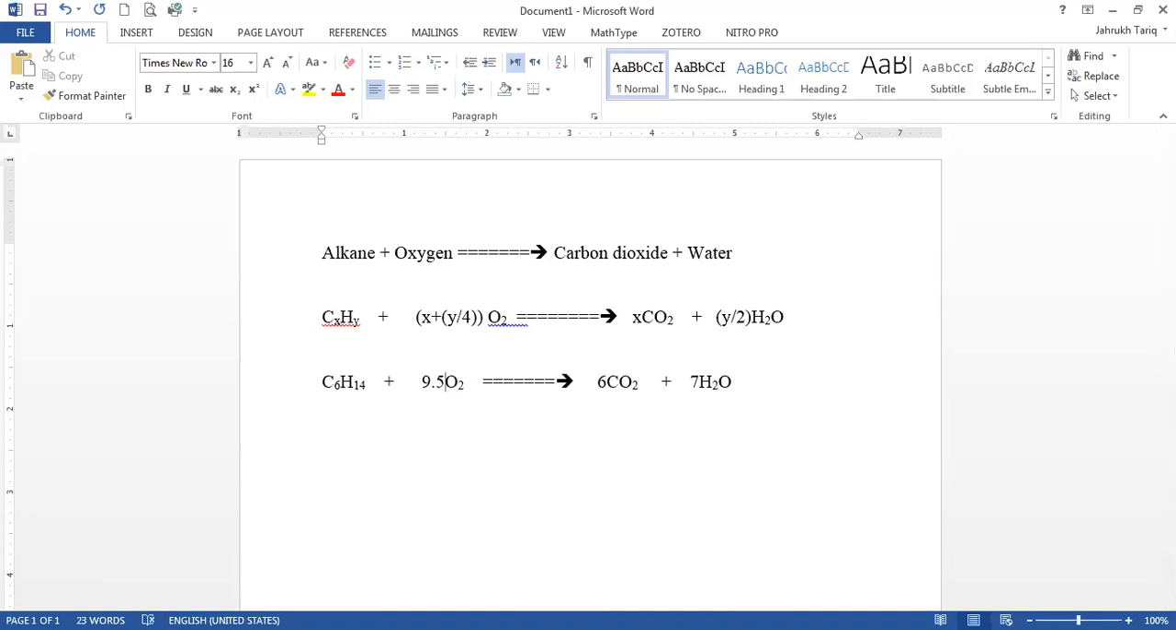Now, either you can go with the same numbers written over here, or you may convert it into whole numbers. That's completely fine by me. How can you convert the entire equation into whole numbers? By multiplying the whole equation with 2. That is, to write 2 over here, and 2 into 9.5 would be equal to 19, of course. 2 into 6 would be equal to 12, and 2 into 7 would be equal to 40.